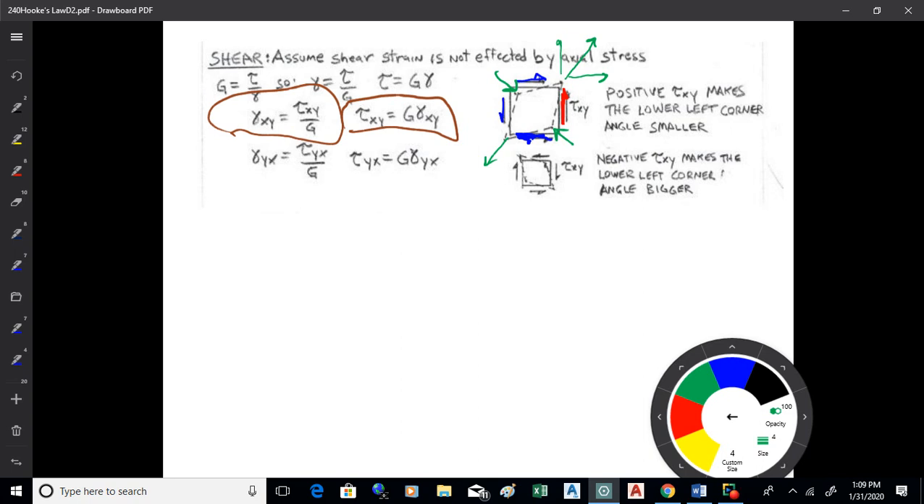And then if you got negative shear stress and negative shear strain, that lower left-hand angle gets bigger. So you have to remember to kind of flip your normal relationships there. Positive shear strain makes the lower left-hand angle smaller. Negative shear strain makes the lower left-hand angle bigger.